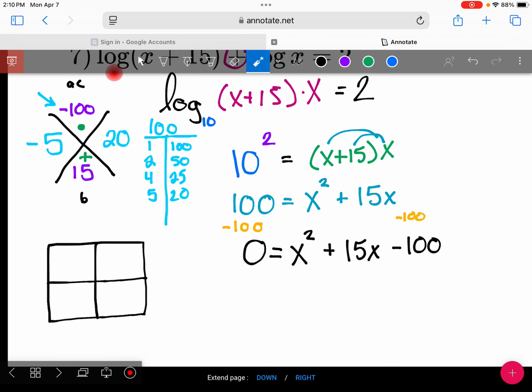Because it doesn't have a base written up here, that means it's common log, and common log always has a base of 10. So if it says the word log and it does not have a number, it's a 10.